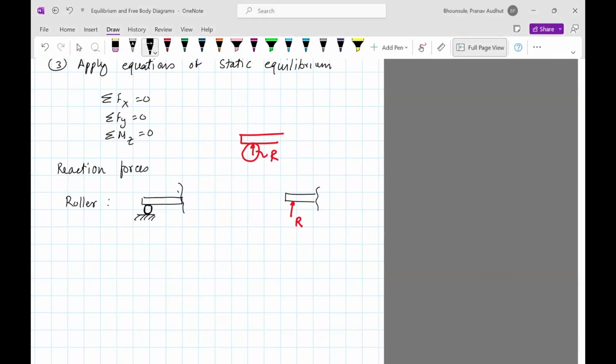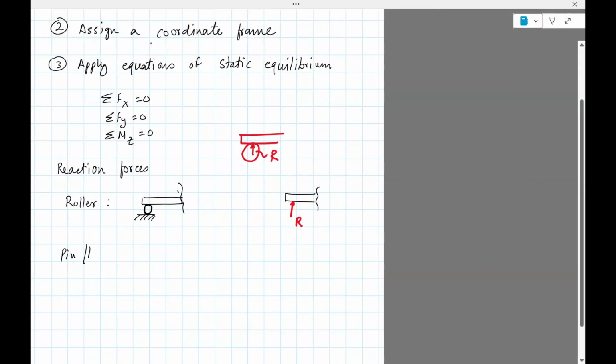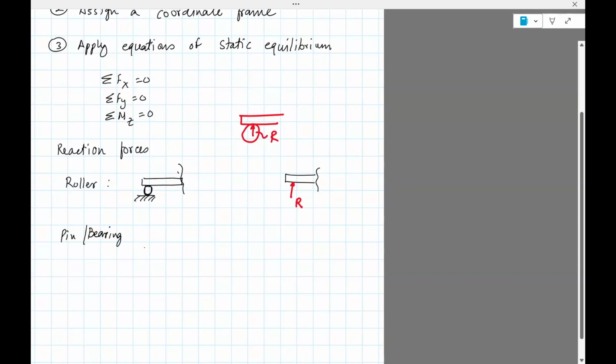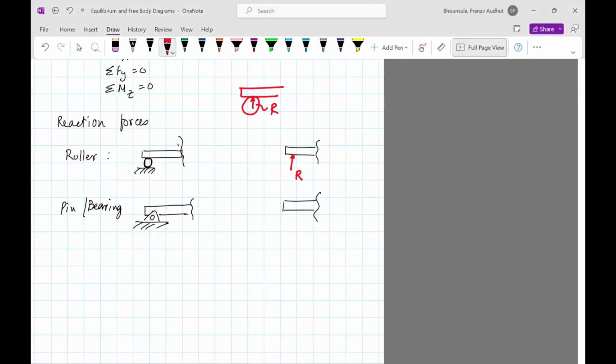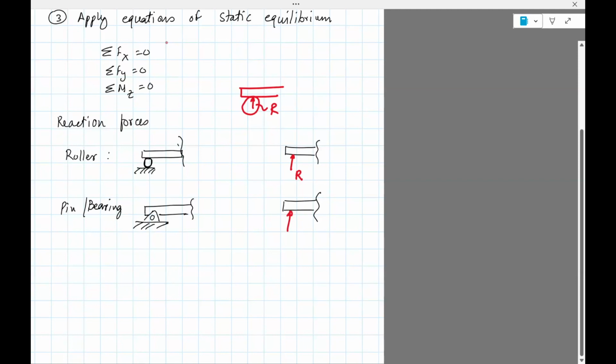Okay, another common support system is a pin or a bearing. A pin or bearing will typically be shown this way. Cut. So now we need to draw a free body diagram for the bearing. Now when you isolate the bearing, a bearing will induce forces in both directions, a vertical direction as well as a horizontal direction. So we need to show that with a vertical force and a horizontal force, like so.